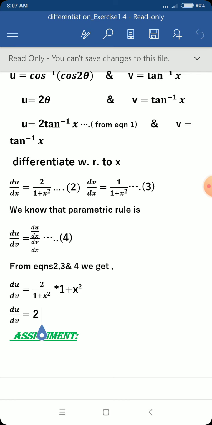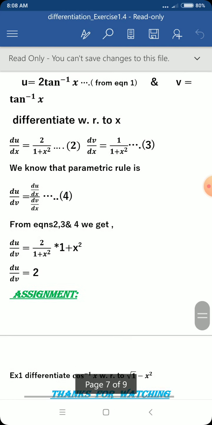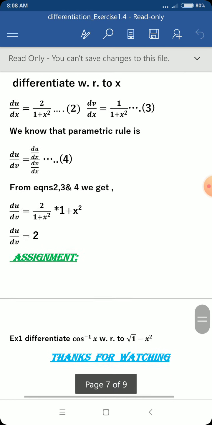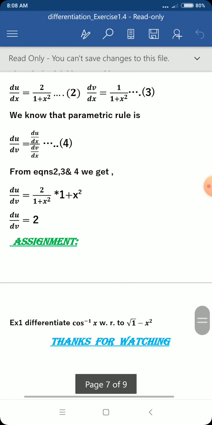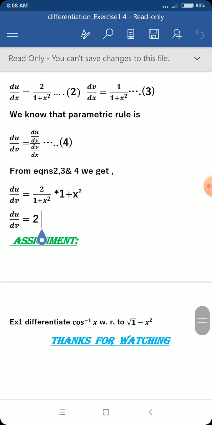Now in this lecture, we have seen three types of examples, and in each method we have seen two examples. For the last method, the assignment is: differentiate cos inverse x with respect to under root 1 minus x square.